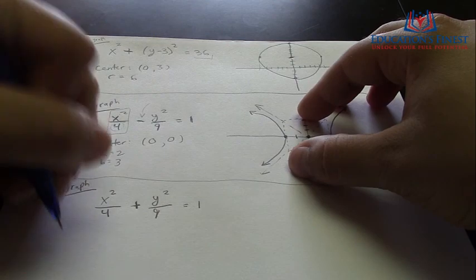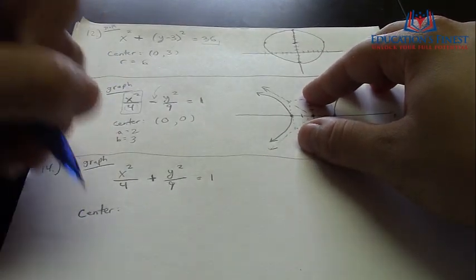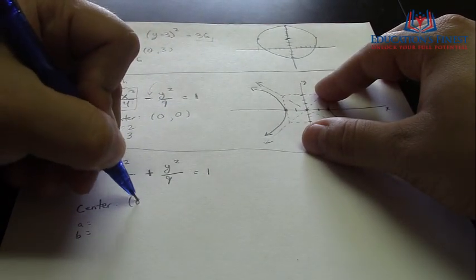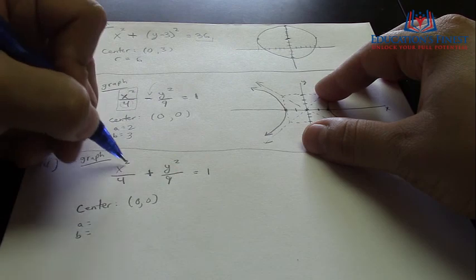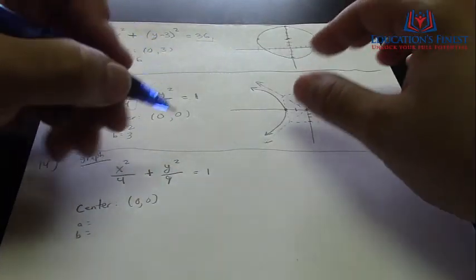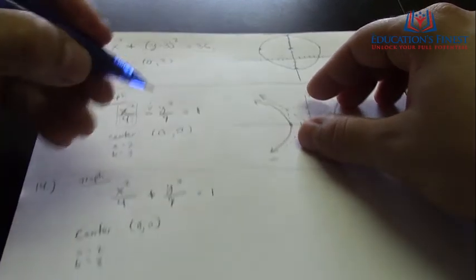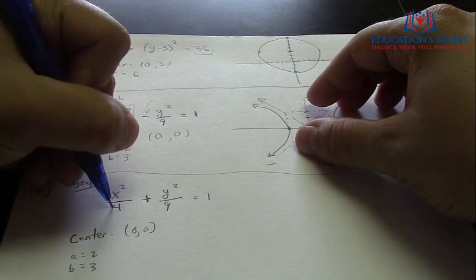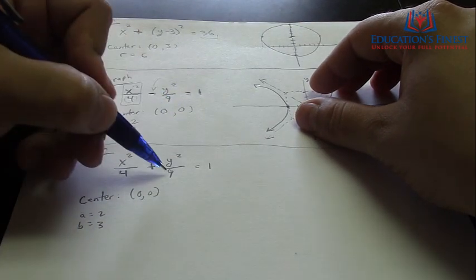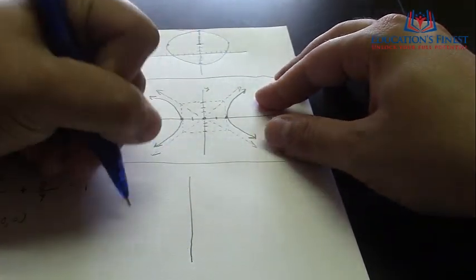So you do the same thing. You find your center, and you find your A, and you find your B. Your center, again, same thing, 0, 0, because when it's just an x squared and a y squared alone, no numbers around it, it's just 0, 0. A is 2, and B is 3, because we got the 2 because 2 squared is 4, and we got the 3 because 3 squared is 9, okay? And you just come over here and graph this guy.